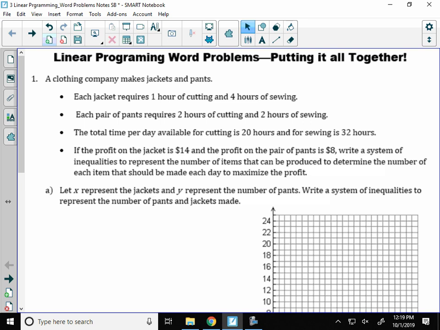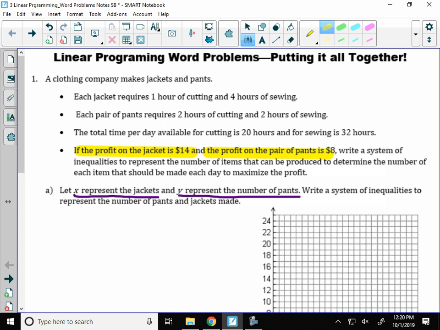Now, in A, it says let X represent the number of jackets and Y represent the number of pants. I told you what X and Y are. If I didn't tell you what X and Y were, where would you look for that information? The profit info, right? So here under profit, it says we have a profit on the jacket and profit on the pants. Since those are the two things I'm getting profit on, that is my variable.